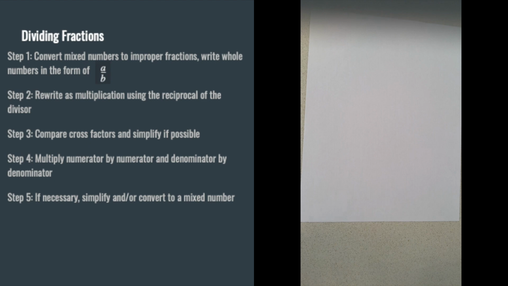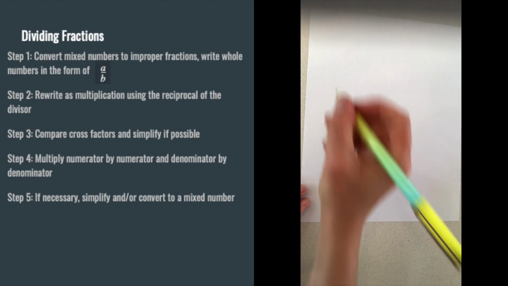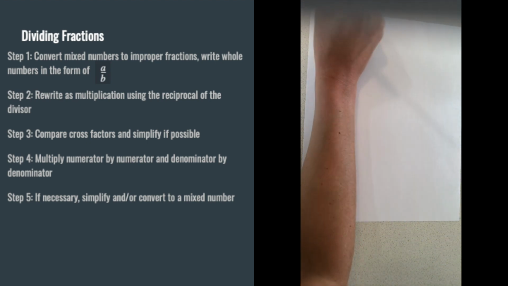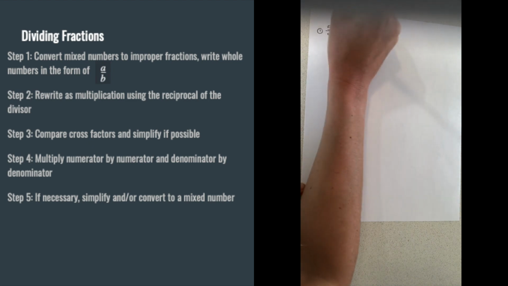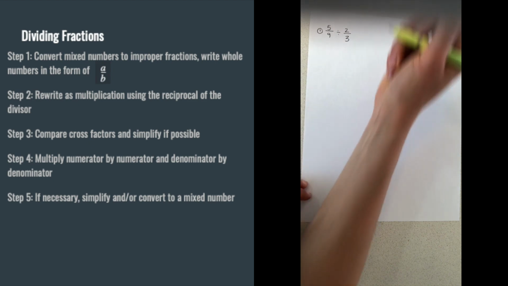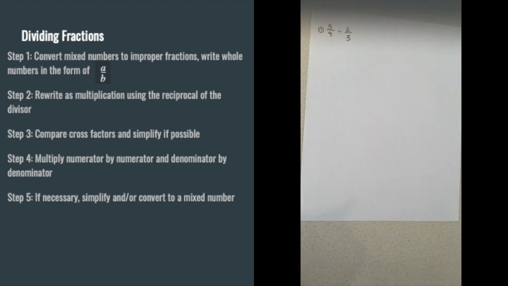Okay, today we're going to work on solving 2 different example problems together. Make sure that whatever I'm doing on the screen, you're doing on your own piece of paper. So our first problem asks us to find the quotient of 5 over 9 and 2 over 3. Okay, 5 over 9 divided by 2 over 3. Step 1, convert mixed numbers to improper fractions. Write whole numbers in the form of a over b. Well, we don't have mixed numbers or whole numbers in this problem, so we can jump to step 2.